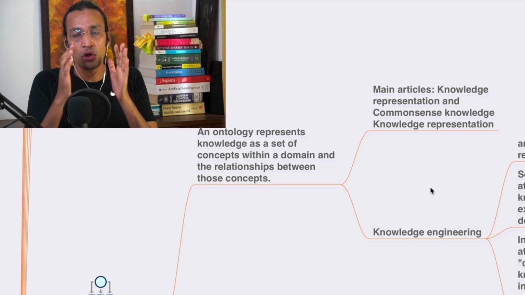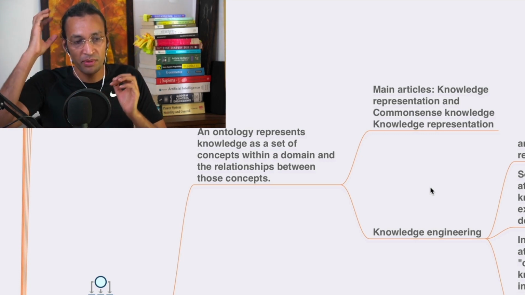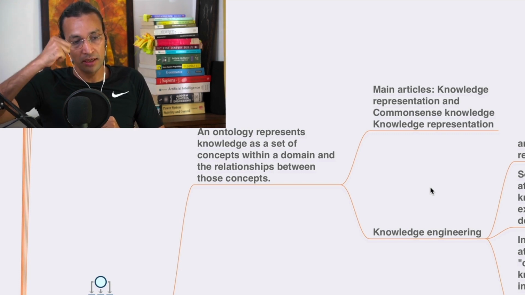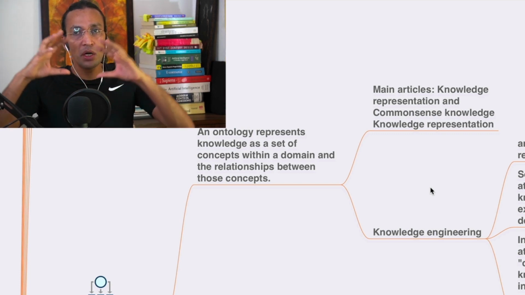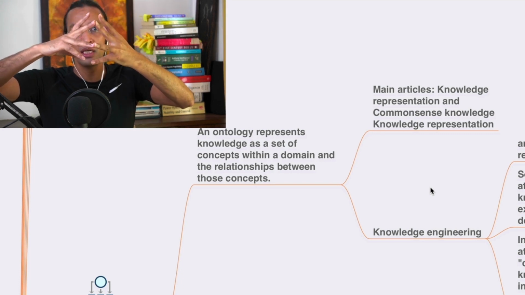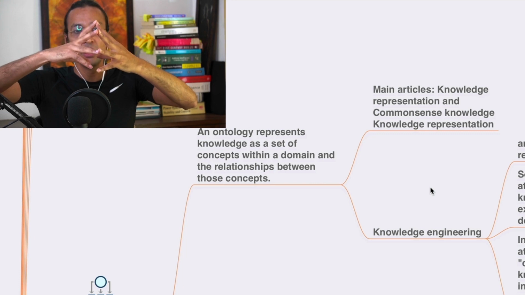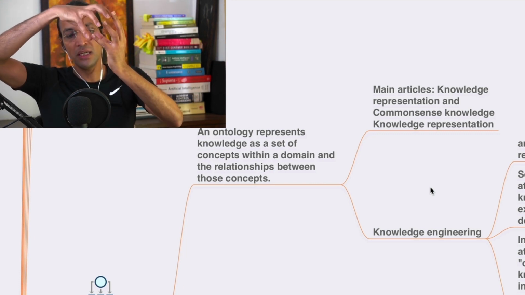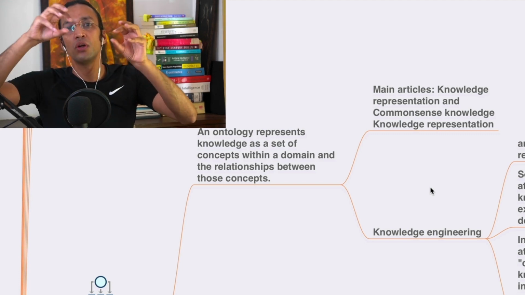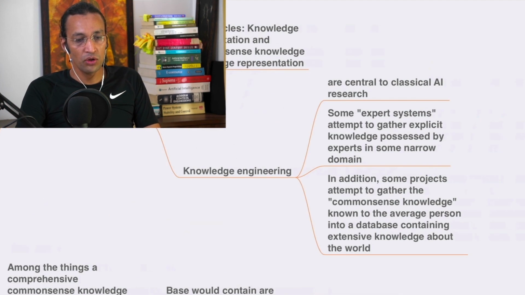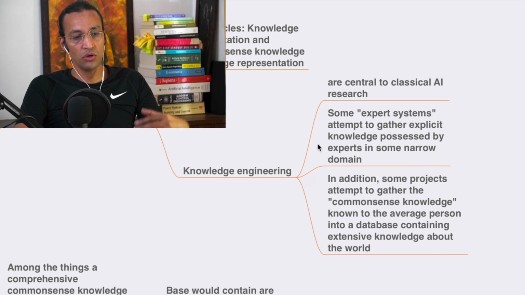When it comes to knowledge representation, an ontology represents knowledge as a set of concepts within the domain and the relationships between the concepts. What is the relationship between AI, machine learning, deep learning, all these stats, calculus? This is called ontology. What is the relationship between the concepts? Knowledge of knowledge.